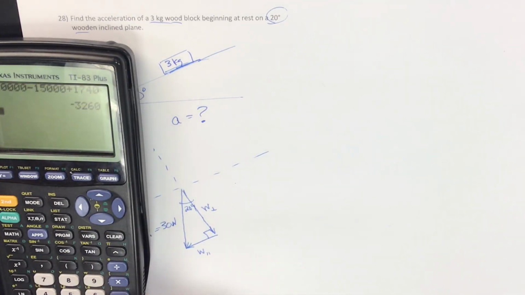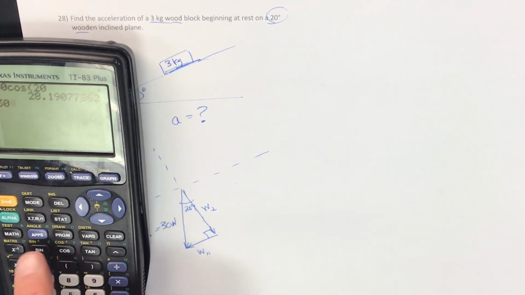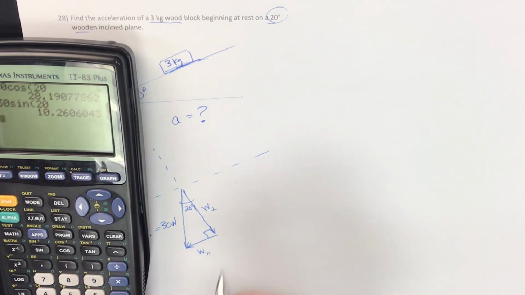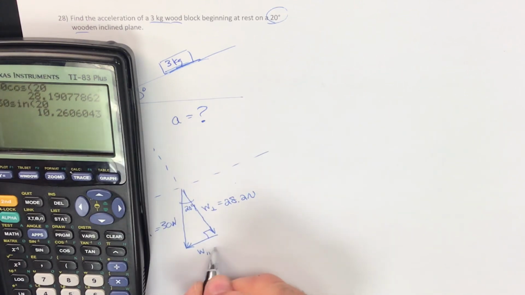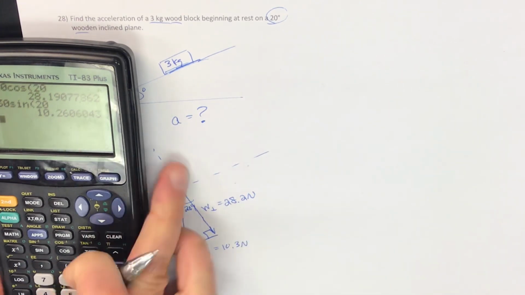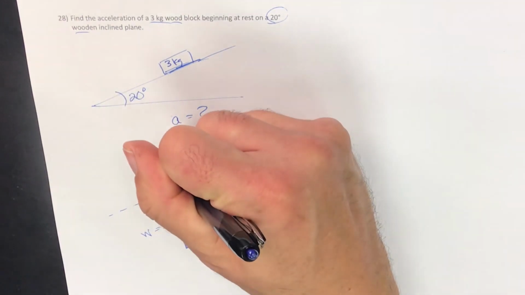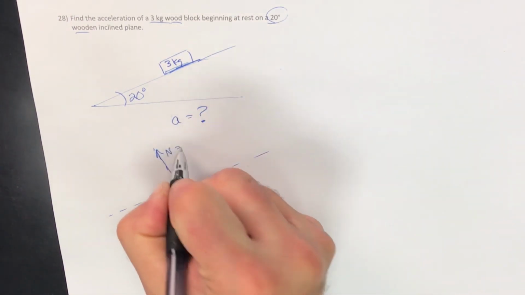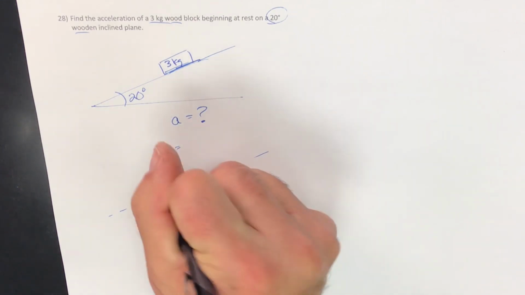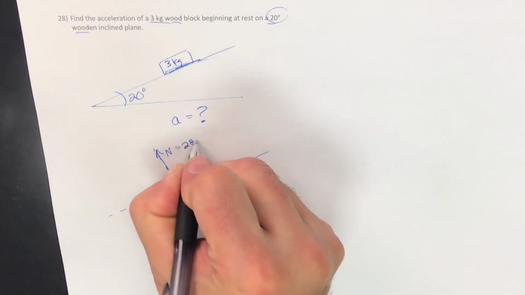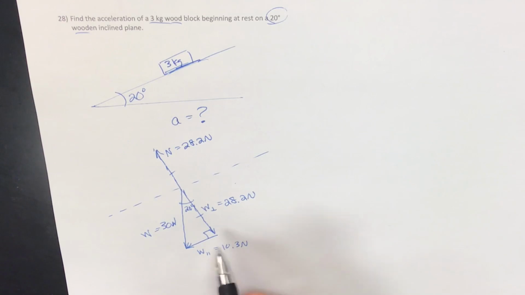And so you take 30 newtons, 30 times the cosine of 20, cosine 20, 30 sine 20, and you get 28.2 and 10.3. Here, this is the normal force. Normal force is defined as the force perpendicular to the surface acting on the object, as opposed to the 28.2 newtons. And then this should be parallel to that.